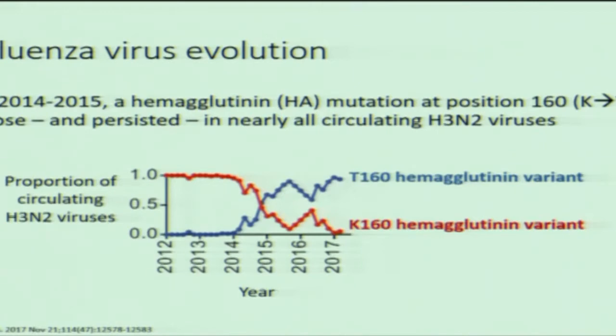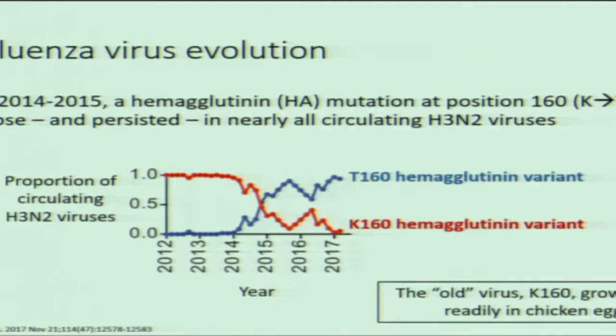So they noticed that in 2014 and 2015, basically all of the circulating H3N2 viruses in the United States had acquired this new mutation at position 160. So that arose in 2014, 2015, and since then, almost every H3N2 virus has had that particular mutation. Now, it's worth noting that the old version of the virus, which I'm going to call K160, actually grows more readily in chicken eggs than the new version of the virus. Okay? So if you think back to what I just told you, it's possible then if you inoculated the T160 virus into a chicken egg, that it would revert back to the K160 virus.